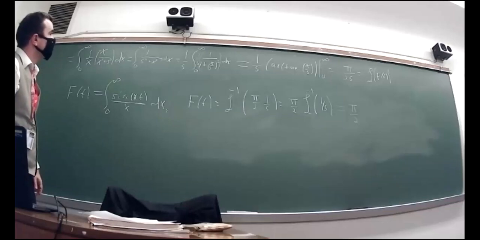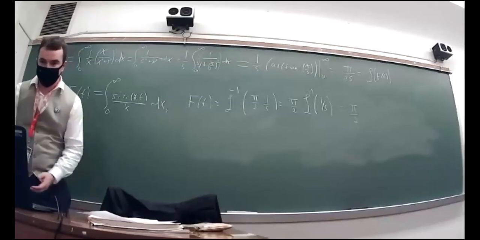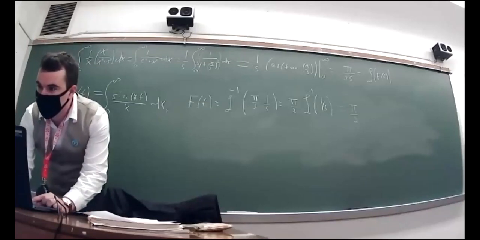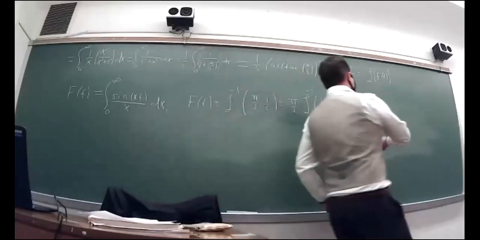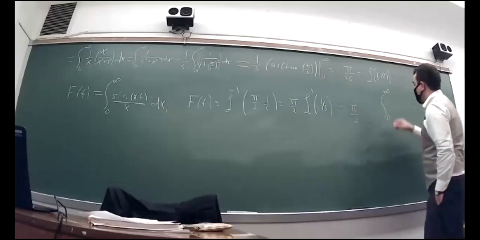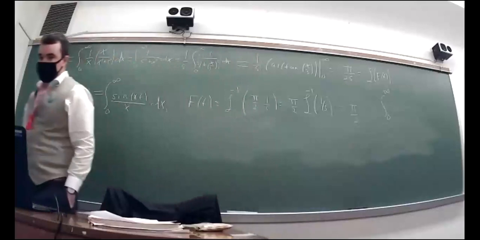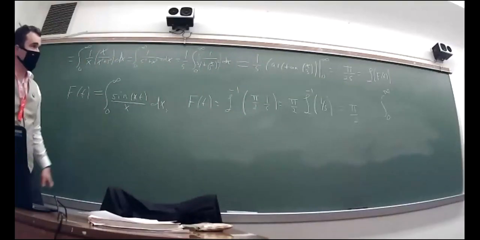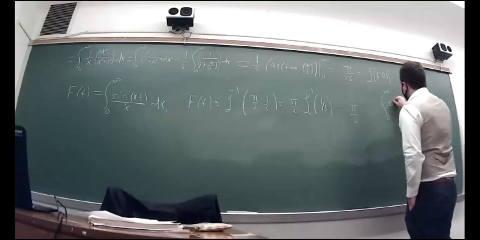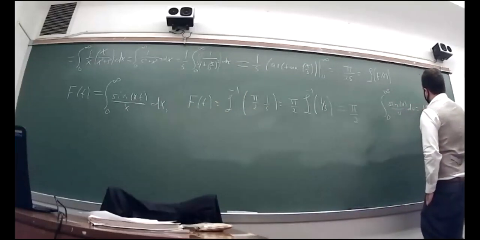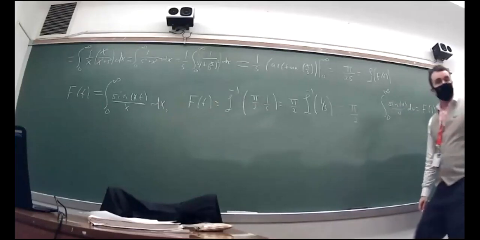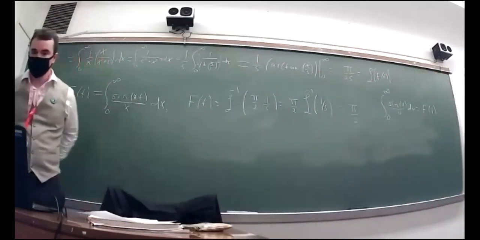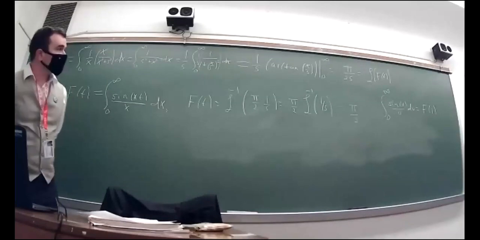What's the relationship between this integral and sine u over u? Because this one has an extra constant, right? So the question was, what's the relationship between capital F of t and the sine u over u integral? And that's it. That's the point. That's it.